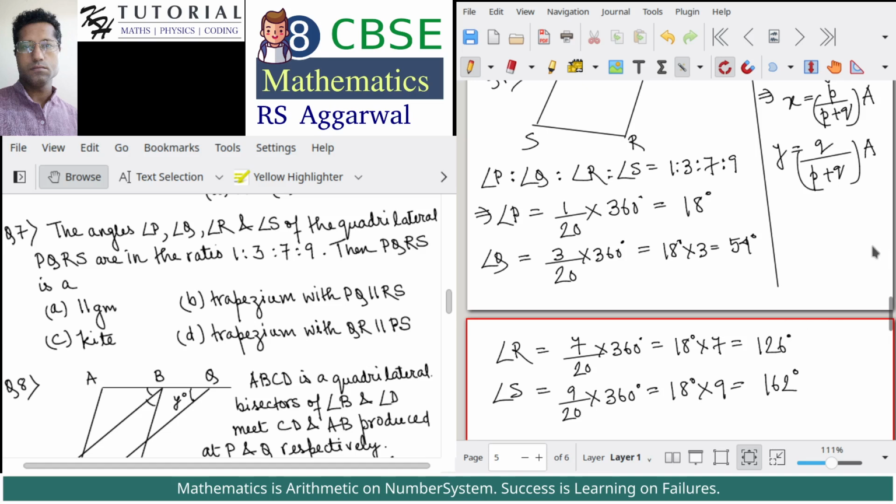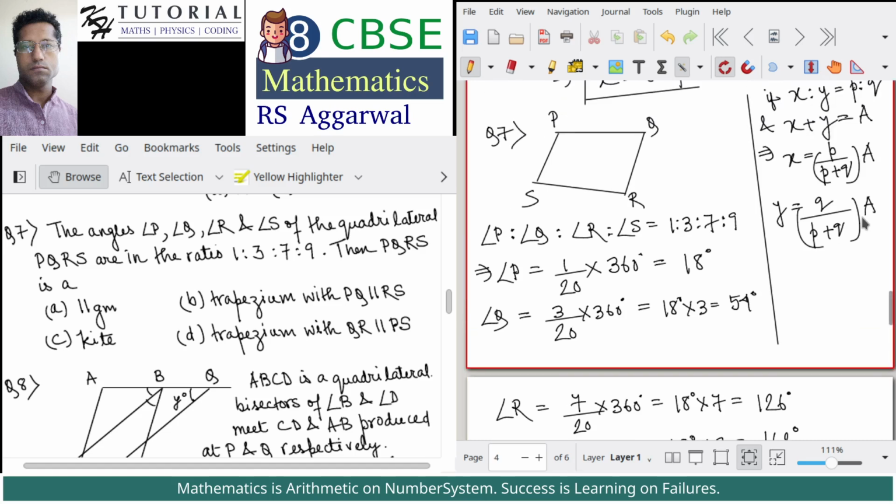I hope I did the calculation correctly. The sum of the parts is 20, so 1 by 20 multiplied by 360 degree is 18 degree. So P will be 18 degree, Q will be 3 into 18 degree, that is 54 degree. R will be 7 into 18 degree, which is 126 degree, and S will be 9 into 18 degree, which is 162 degree.